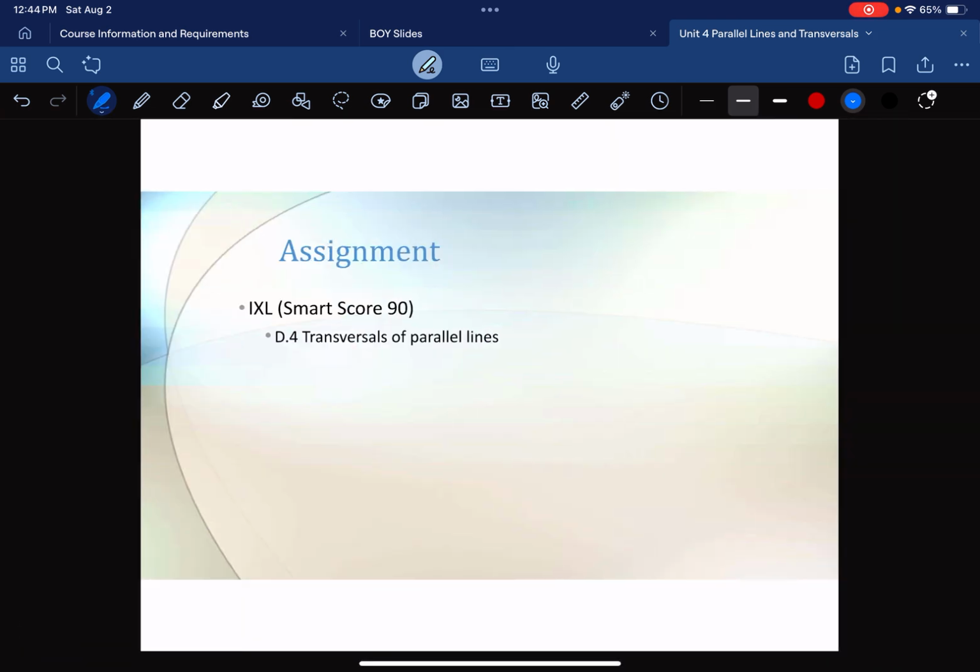D4 asks you to do the same things. Just try and get a SMART score of 90.